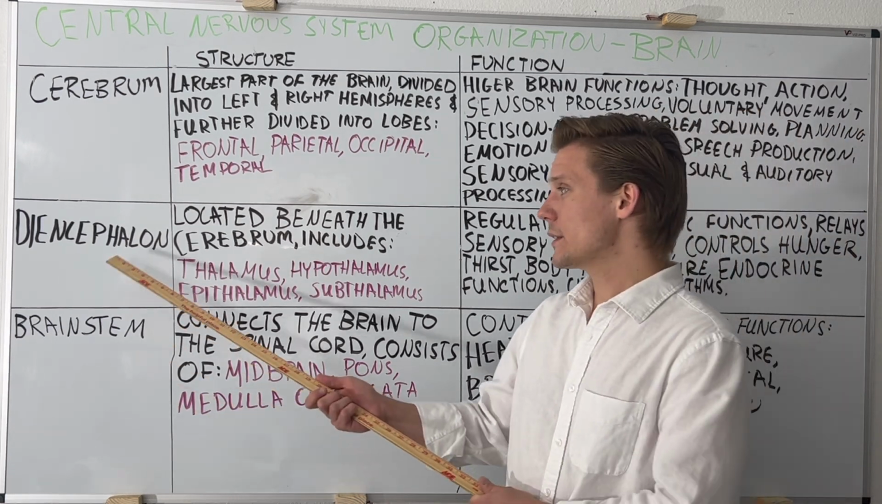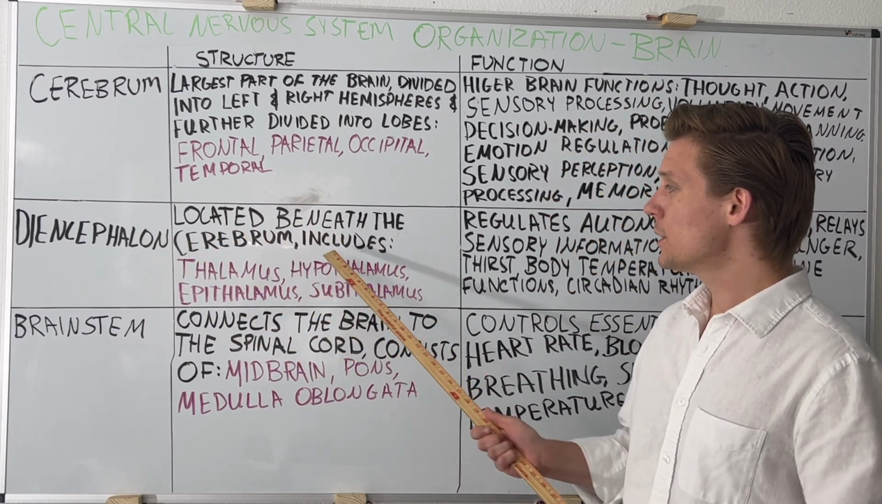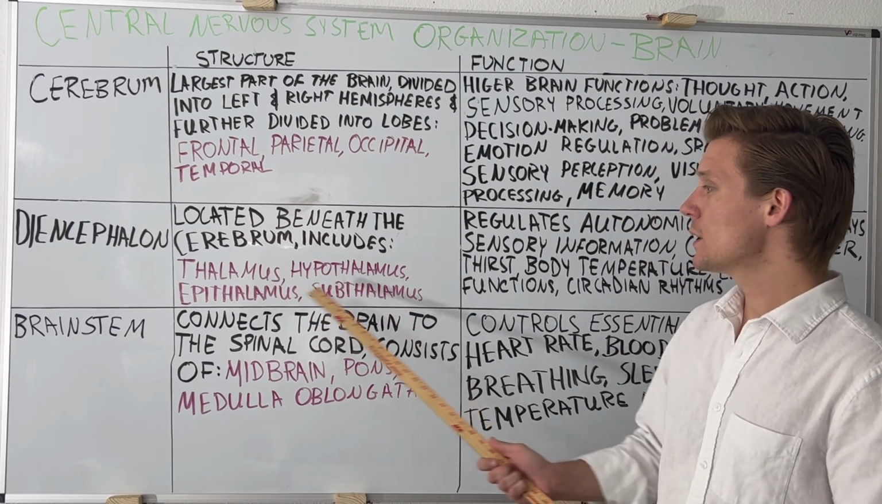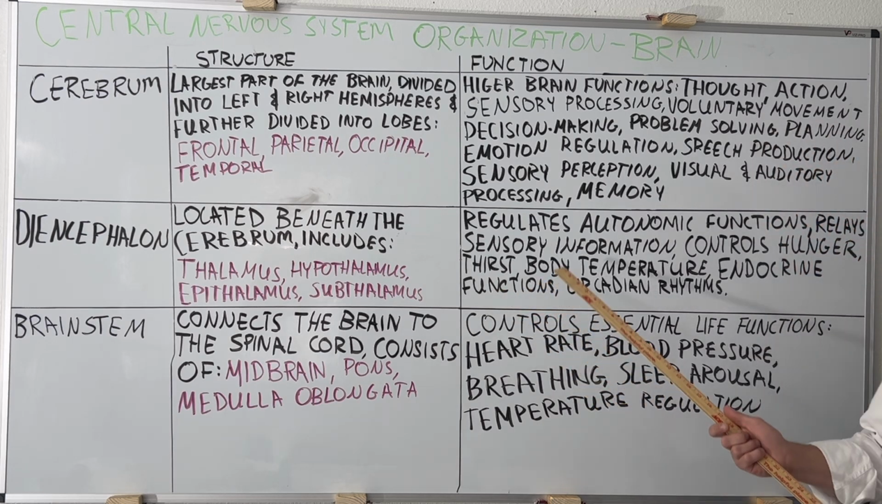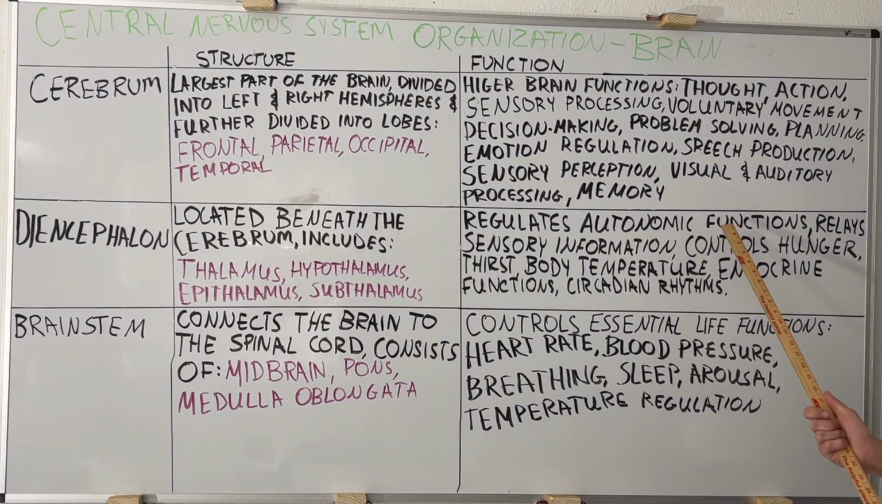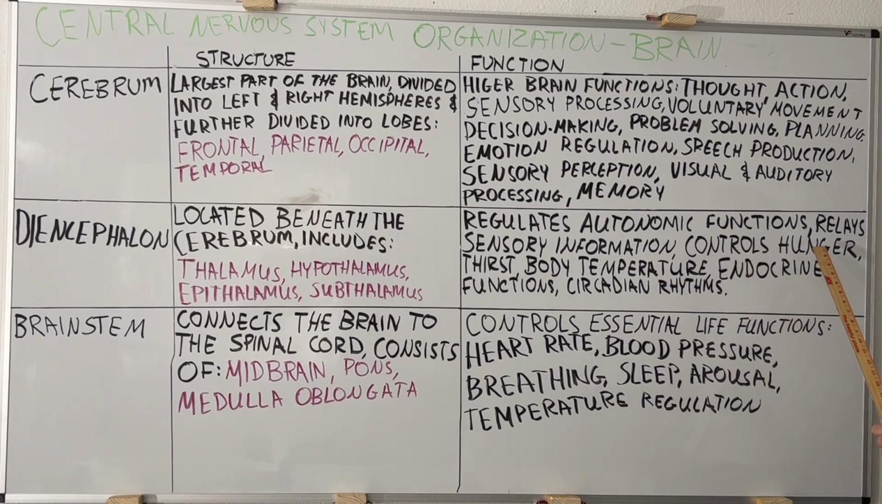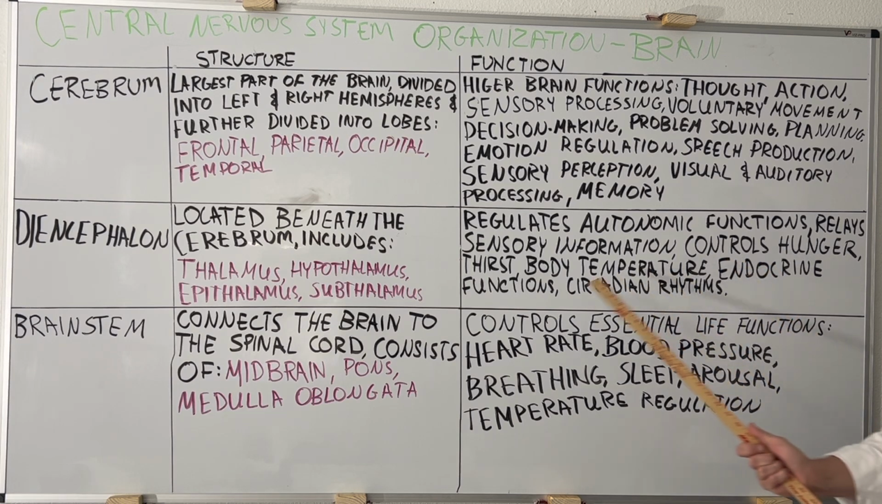Moving on, we have the diencephalon, which is located beneath the cerebrum, and it includes the thalamus, hypothalamus, epithalamus, and subthalamus. And it regulates autonomic functions, relays sensory information, controls hunger, thirst, body temperature, endocrine functions, and the circadian rhythm.